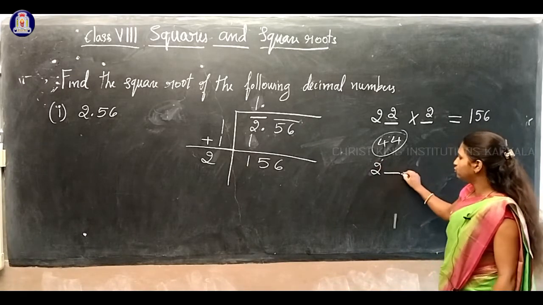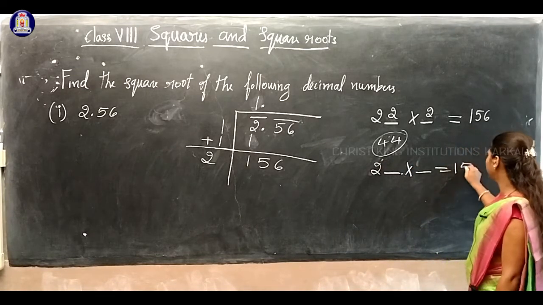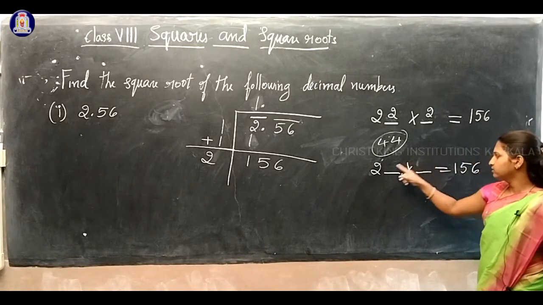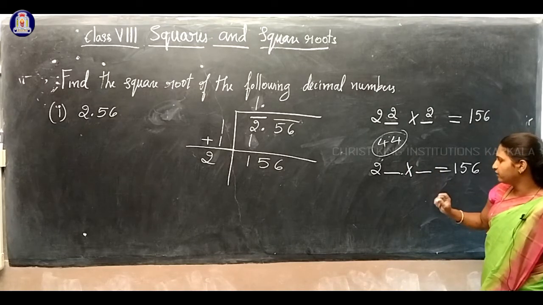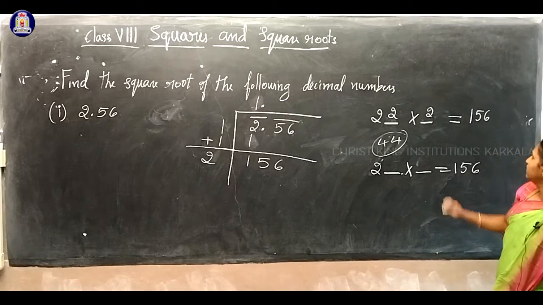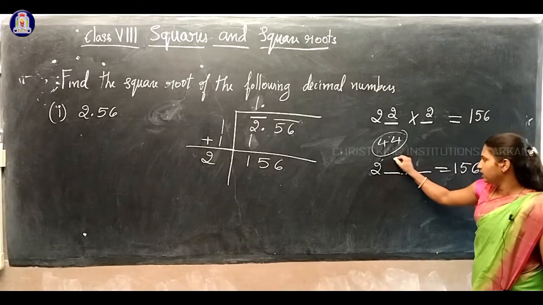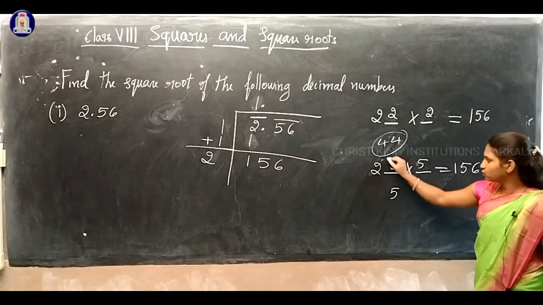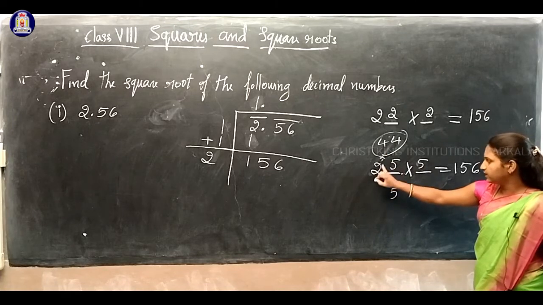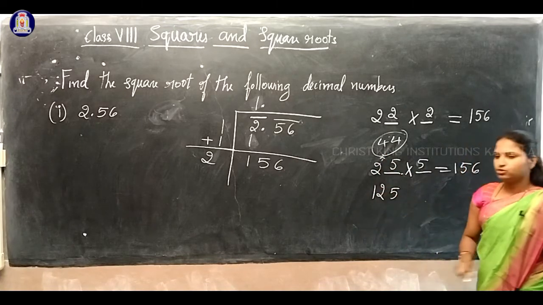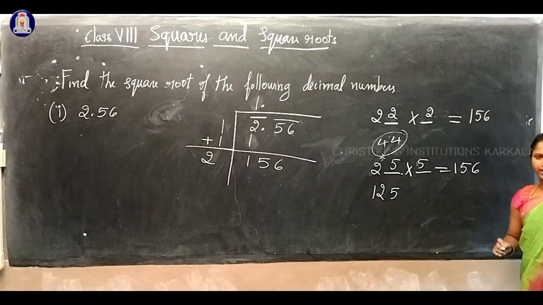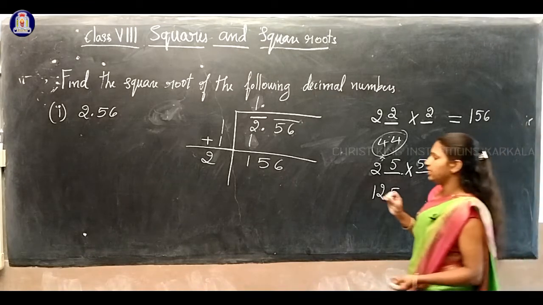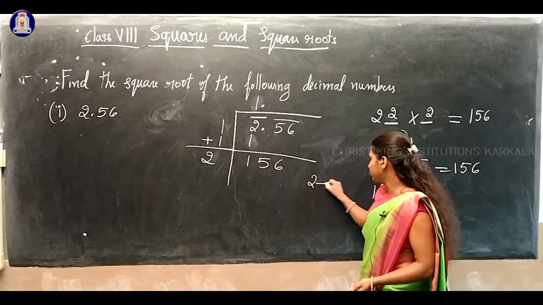Next we'll check 2 dash into dash equal to 156. If you write 5 and 5, 25 5s are, I think 125. Is it correct? So that is near to 156. See, if you write 5, what happens? 5 5s are 25. So 2 remaining, right? So 5 2s are 10. 10 plus 2 is 12. So 125 is near to 156. But still you have to consider the next number, whether it is equal or not. We don't know, so we have to check the next number also.